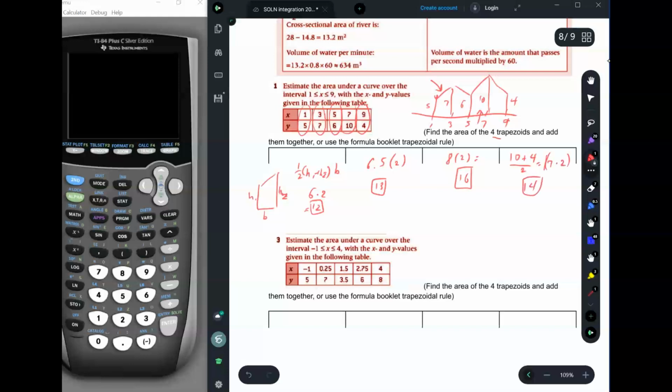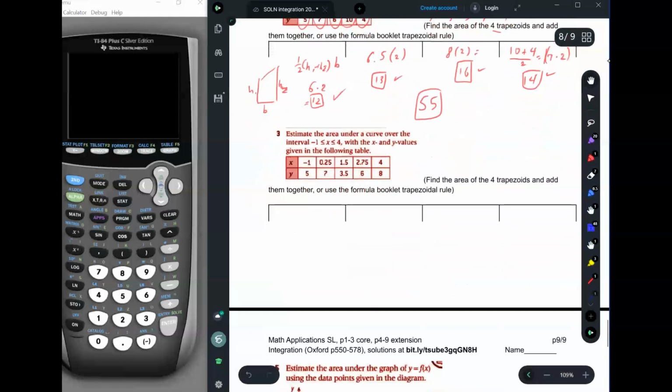Okay? Now that we found the areas of 4 trapezoids, we just add the trapezoids together. The last 2 trapezoids, 16 plus 14, gives us 30. The first 2 trapezoids, 12 plus 13 give us 25. 30 plus 25 is 55. So the area under the curve is estimated to be 55 using the trapezoid rule. Okay? All right. Now let's do number 3.